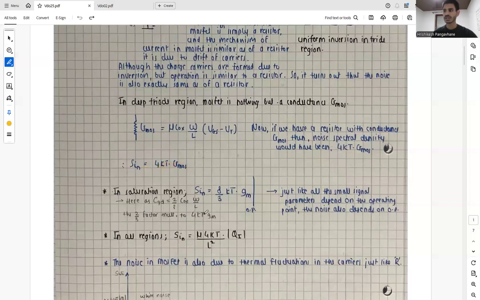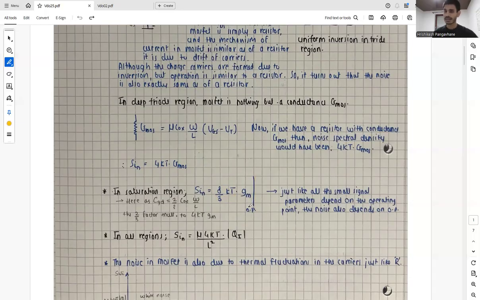In the saturation region, there is a contribution of 2/3 Cox, as here with CGS. Basically, CGS, due to the pinch off, has a contribution of 2/3 Cox W by L, and thus the 2/3 factor multiplies 4kT GM, and we have 8/3 kT GM at the operating point.